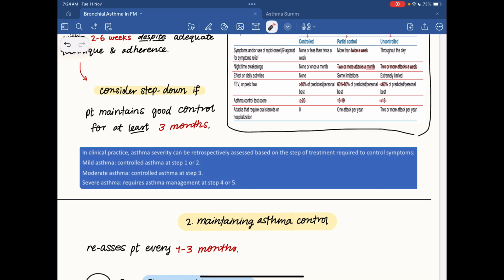So for example, if we're not sure exactly, if the picture is not very clear based on the history, we look at his asthma. If it was controlled with step 1, we say he had mild asthma. If also controlled on step 2, he had mild asthma. If controlled by step 3, moderate asthma. And severe, which is not for family medicine, is controlled by step 4 or step 5.